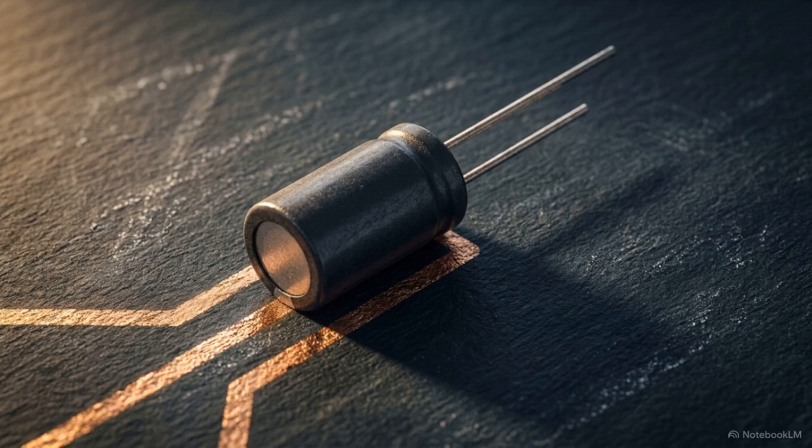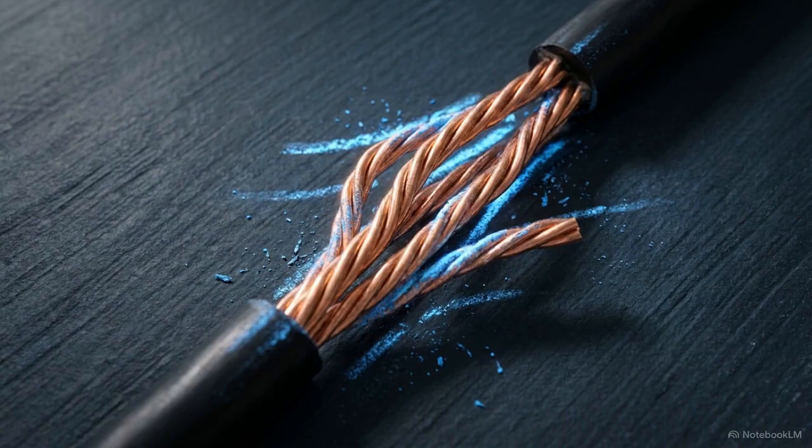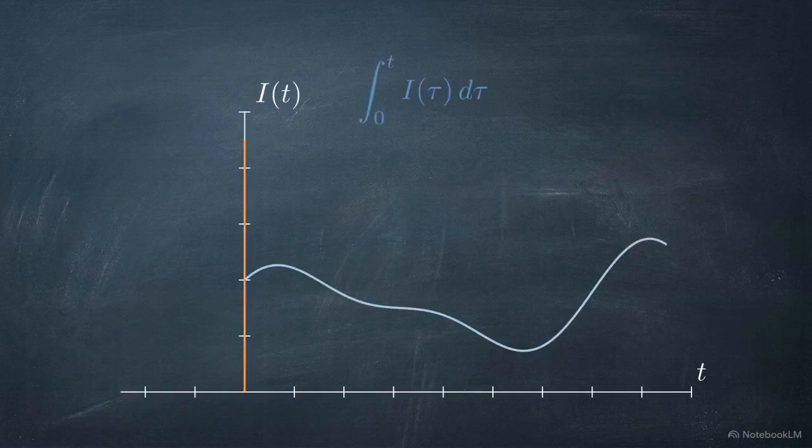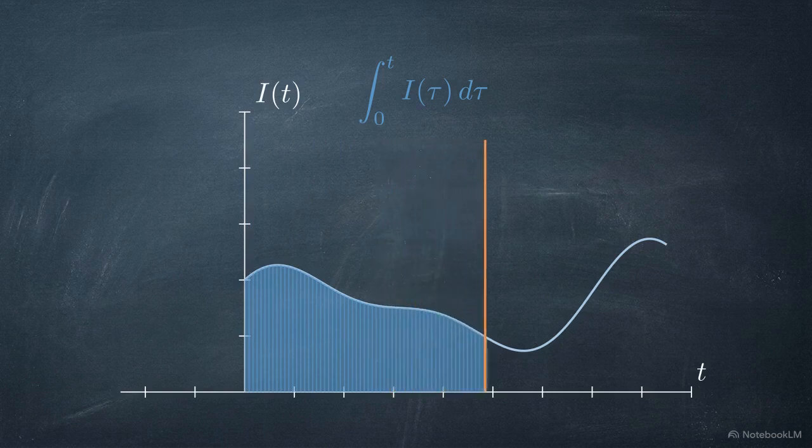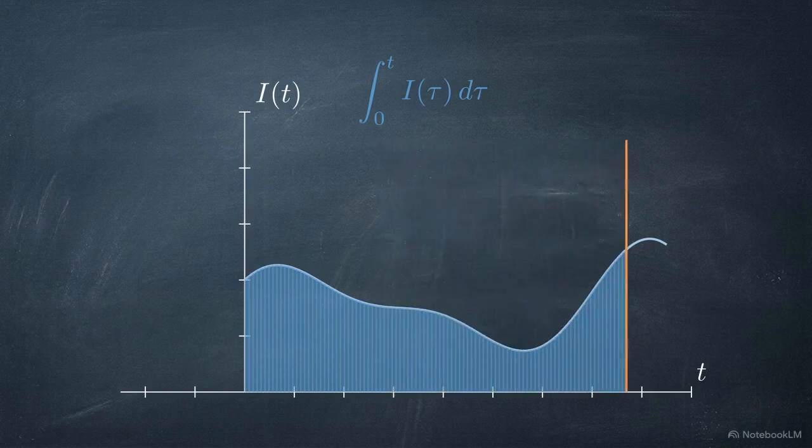The same rule governs electrical systems. A charging capacitor is essentially an energy accumulation engine. Electrical current is the dynamic rate at which that charge flows into the component. Looking at this waveform, we find exact voltage. Engineers evaluate the definite integral of current, tracking accumulated area from time zero to the present.